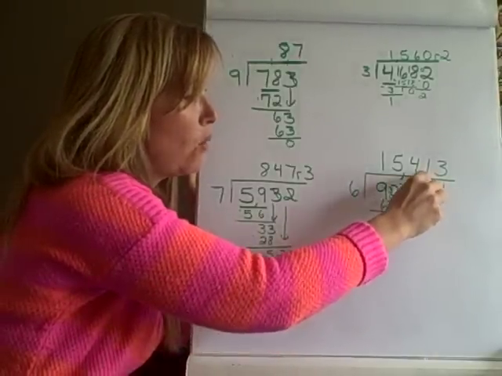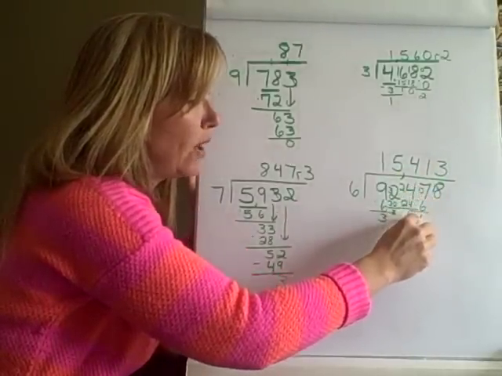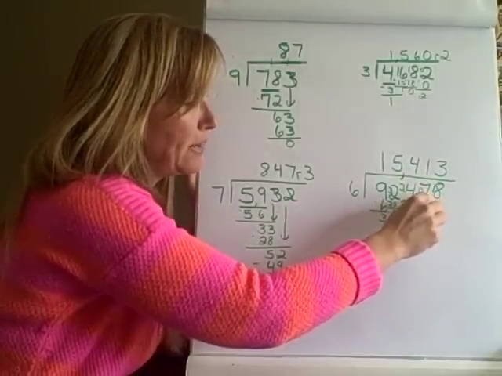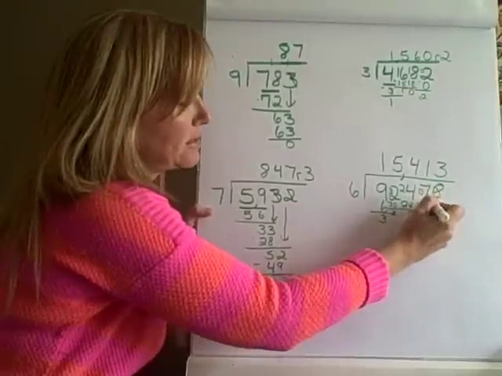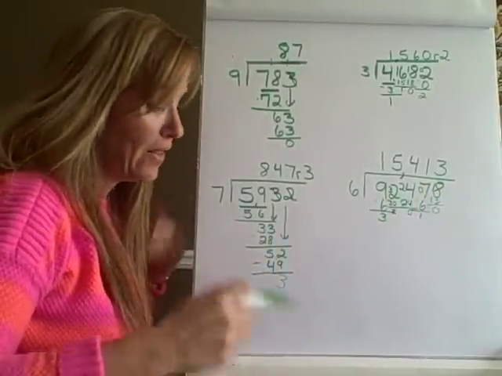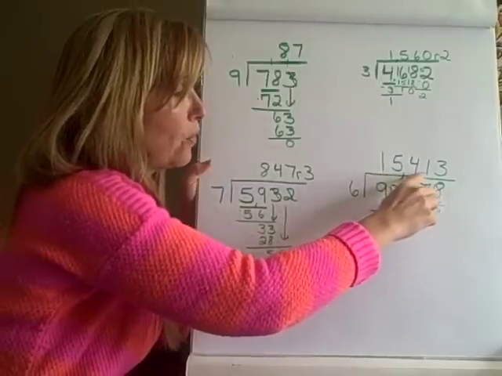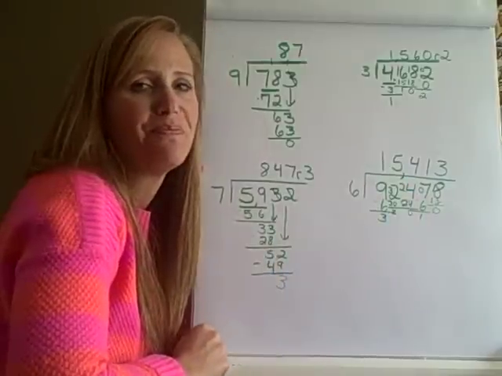6 goes into 7 one time. 6 times 1 is 6. 7 minus 6 is 1. I brought that up to make an 18. 6 goes into 18 3 times. 6 times 3 is 18, and I have a remainder of 0. Then, if I multiply 15,413 by 6, I do indeed get 92,478.